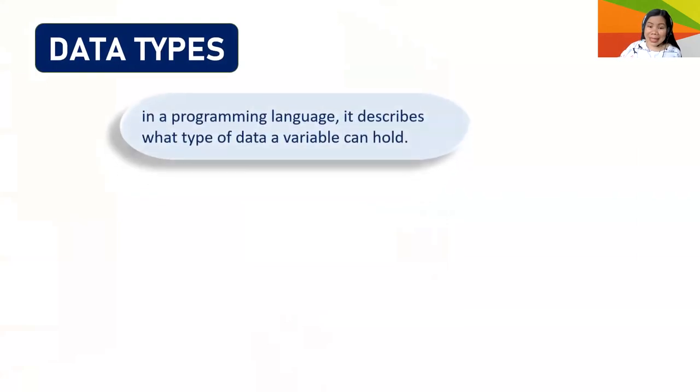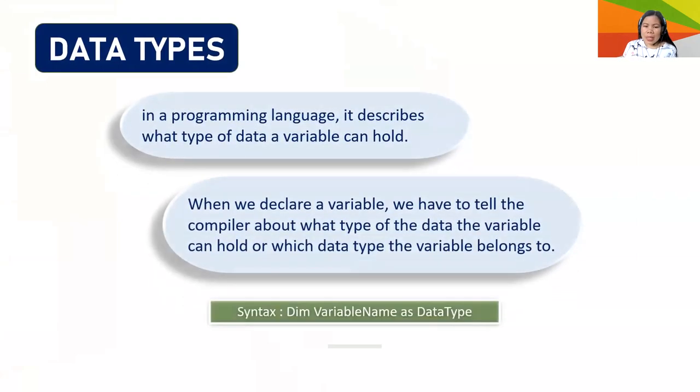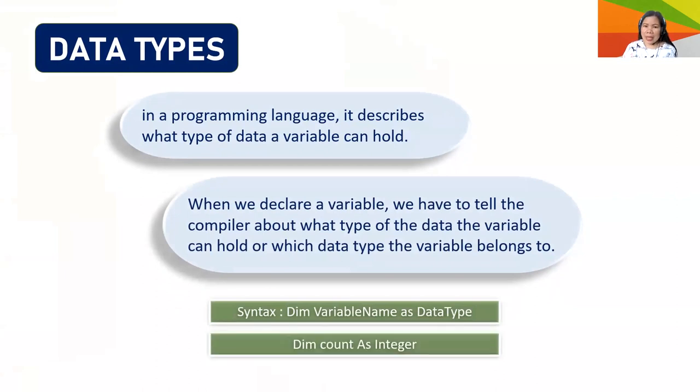So what do we mean anyway by data types? In a programming language, it describes what type of data a variable can hold. And when we declare a variable, we have to tell the compiler what type of data that variable can hold, or which data type the variable belongs to. So for the syntax, if we are to apply this in our VB.NET programming, we have Dim. When we say Dim, that is to declare, then you specify a variable name, and then As, then you specify a data type. Okay, so another example will be this, Dim count As Integer. Count there is a variable name, and then Integer is the data type.